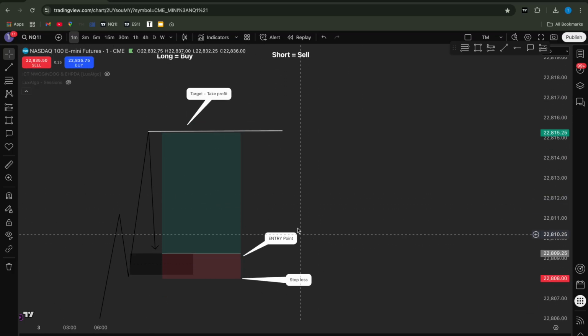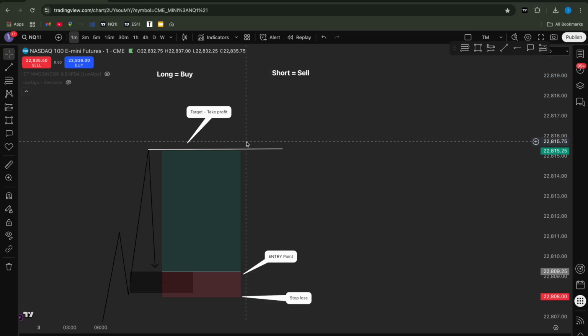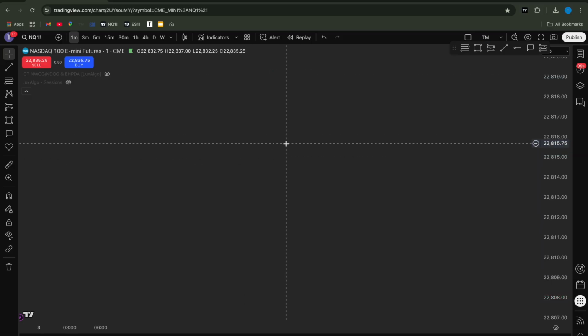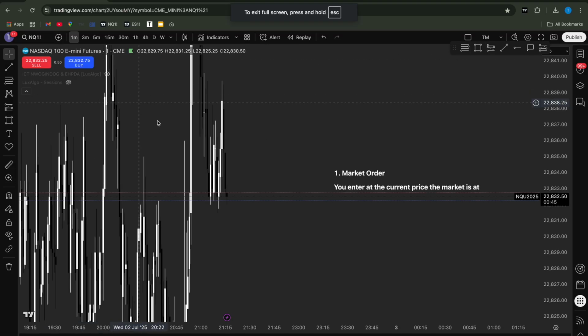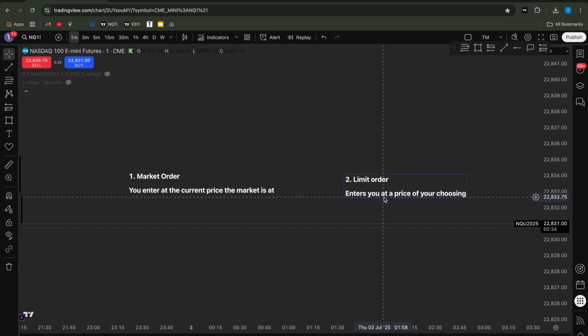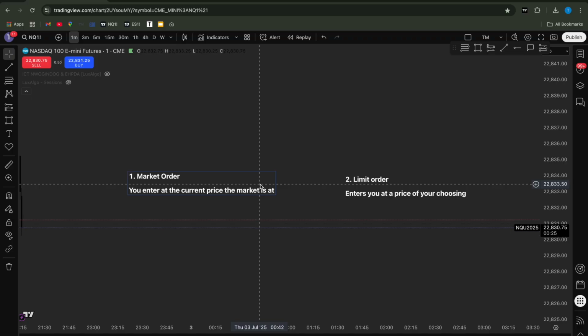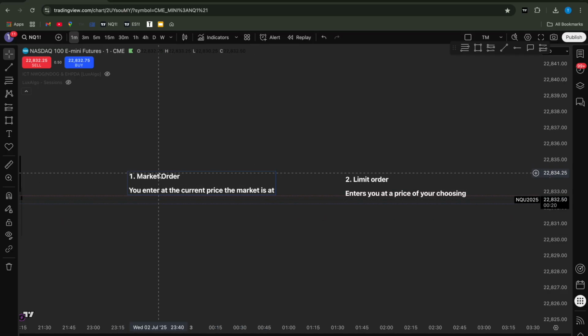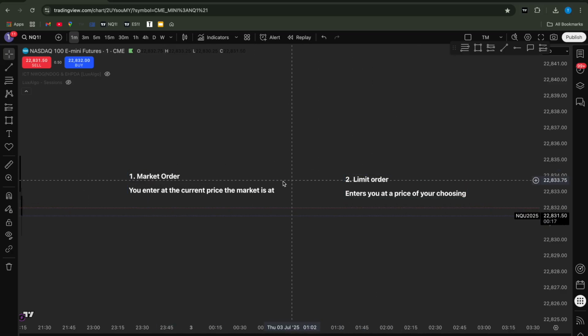So now let's get into the type of orders that you can use. I'd write these down if I were you: a position, a long position, a buy position, a take profit, and a stop loss. Now I'm going to teach you two of the order types you can use in the market when you want to enter a position. So a buy or a sell is the type of position you want to enter, and these two are how you are going to enter that position.